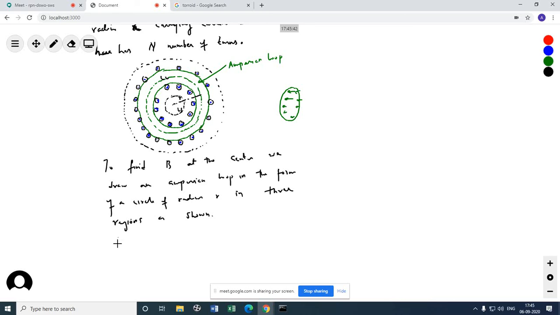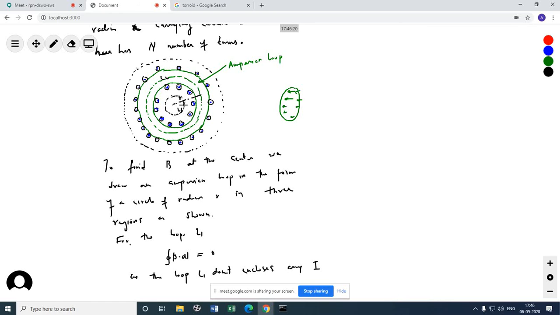Right? So for the loop L1, the closed integral B dot dl is equal to 0. Why? As the loop L1 does not enclose any current I, right? This loop, does it have any current? No, sir, it has no current. So B dot dl is equal to 0.